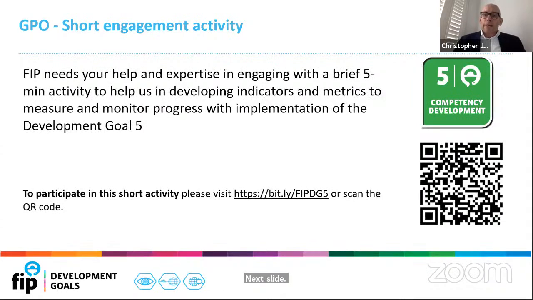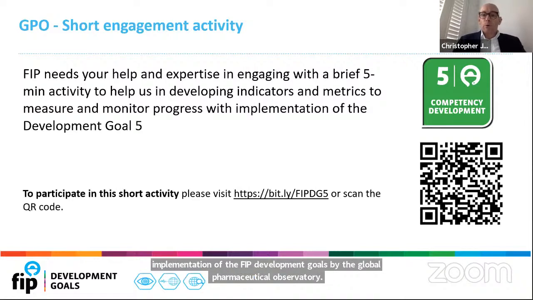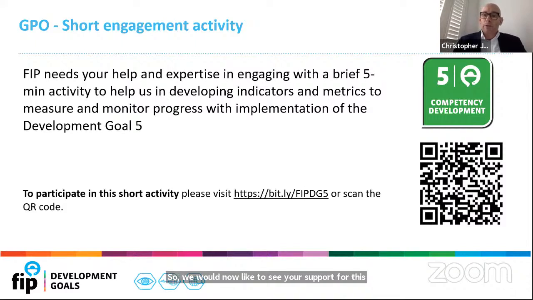So FIP, and this is where you come in, is now seeking to develop indicators and country-level metrics to measure and monitor progress and the performance of the implementation of the FIP development goals via the Global Pharmaceutical Observatory. So we would now like to seek your support for this global indicators and metrics project by contributing to this brief activity that you're seeing on the screen, linked to this current FIP digital event on Development Goal 5.